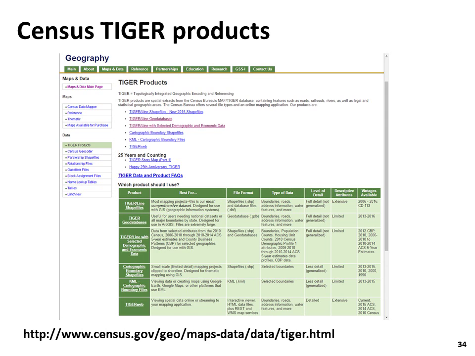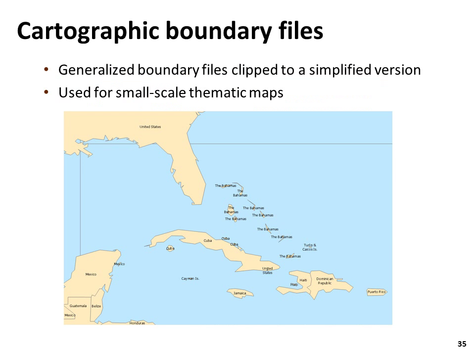And as you can see under TIGER Products, there are various links. The TIGER/Line shapefiles, there's a TIGER/Line geodatabase, and there are selected demographics and cartographic boundaries in the TIGER web, and there's all kinds of stuff. So much of what you need is here, and this is going to be the page where, if you're looking for census data, you need to start. So when we look at cartographic boundary files, these are generalized boundary files clipped to a simplified version. They're used for small-scale thematic maps.